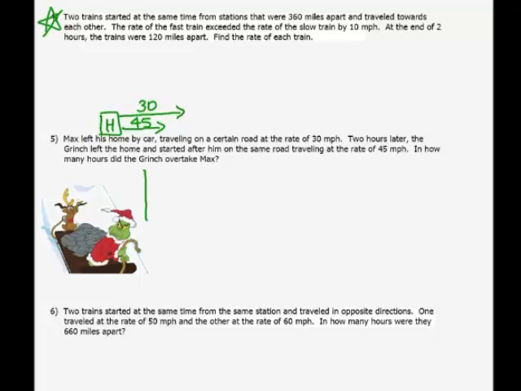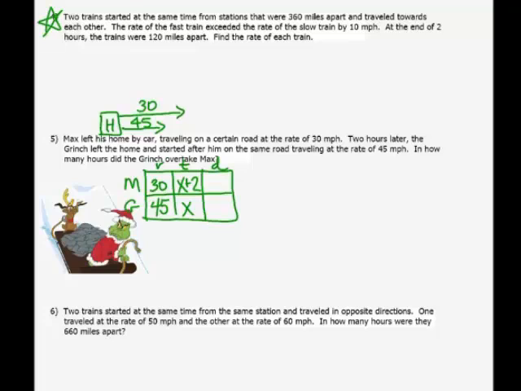So I'm going to make my table. I have Max and I have the Grinch, and I have 3 columns, rate times time equals distance. I know that his rate is 30, his rate is 45. I don't know the number of hours. So if the Grinch's time is x, then Max has been traveling for x plus 2, or you could use x minus 2 for the Grinch, right? Because he's taken 2 hours less time. Max had a head start of 2 hours.